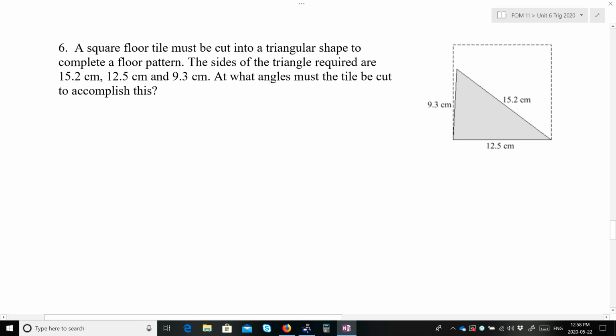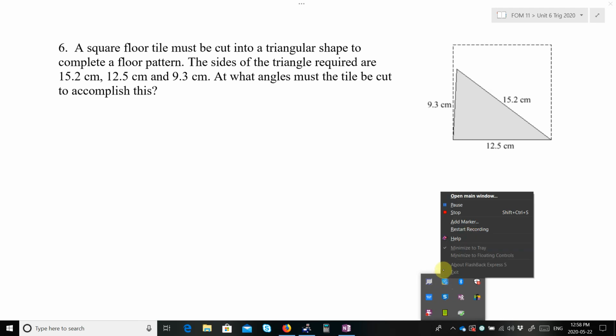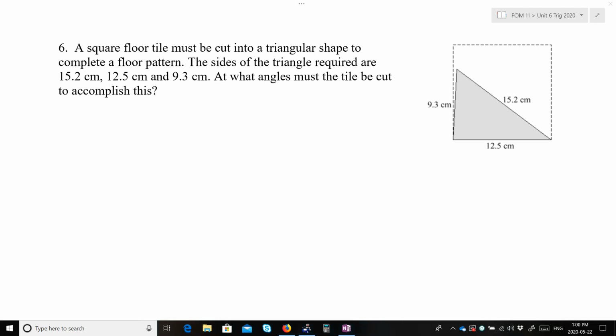Number 6, a square floor tile must be cut into a triangular shape to complete a floor pattern. The sides of the triangle required are 15.2 centimeters, 12.5 centimeters, and 9.3 centimeters. At what angles must the tile be cut to accomplish this?